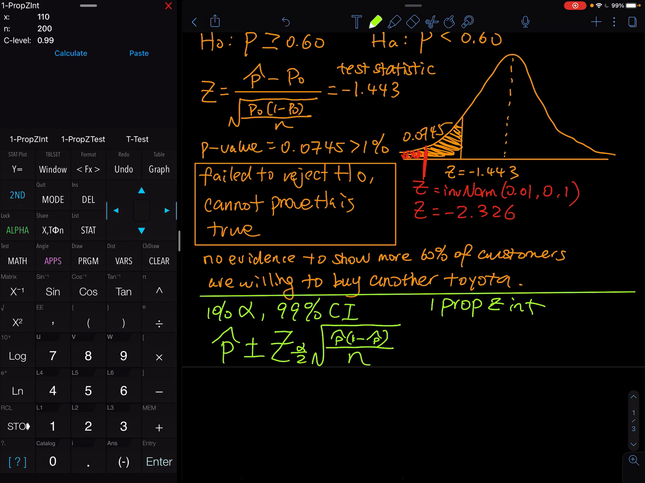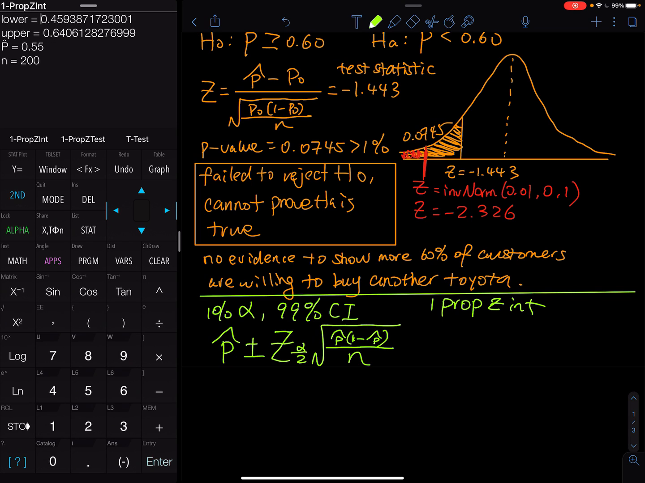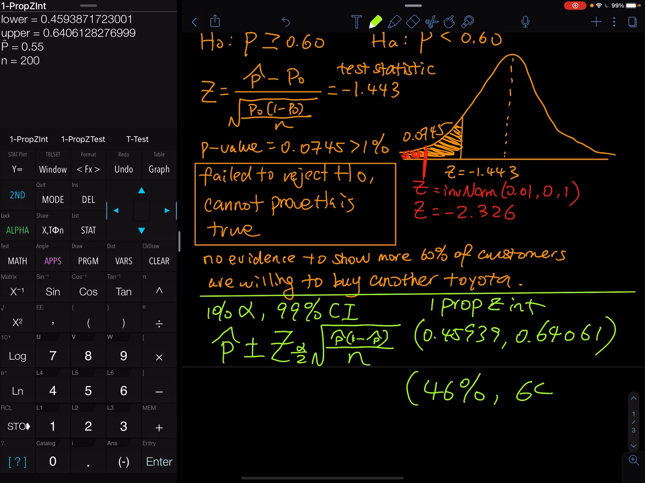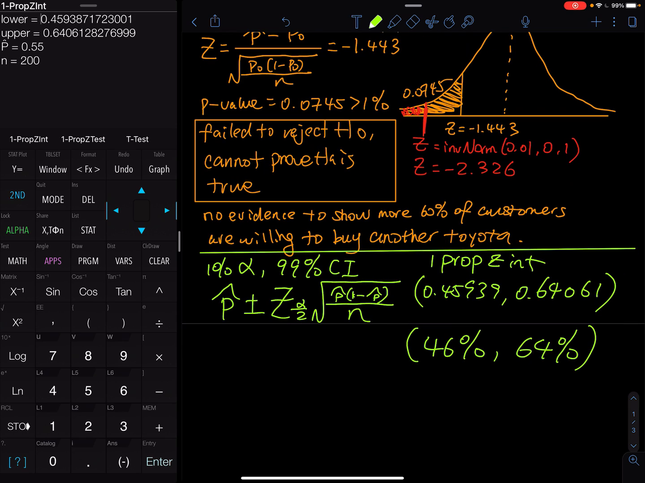And you hit calculate. So when I hit calculate, on your TI-84 Plus, you should have 0.45939, and then comma, 0.64061. So if you round this up to percentages, how about this? 46% and 64%. That looks way cleaner. What does that mean? That means we explain the confidence interval.